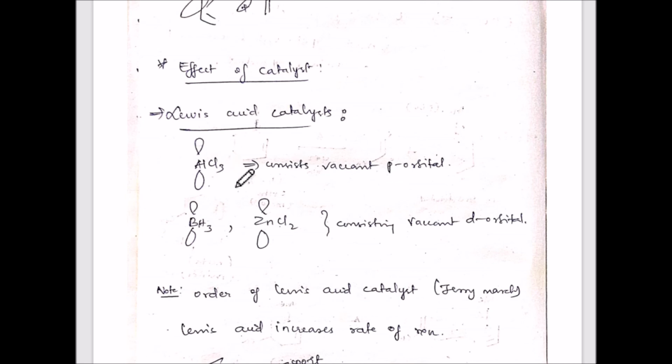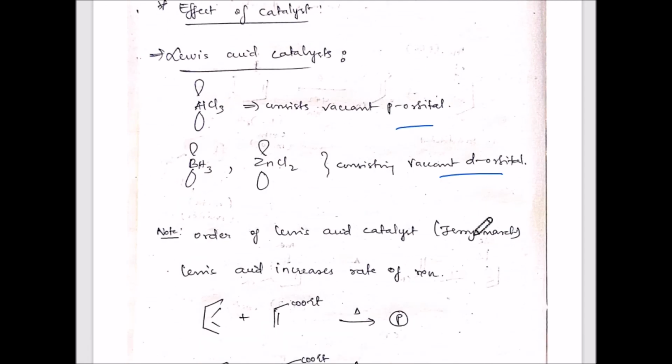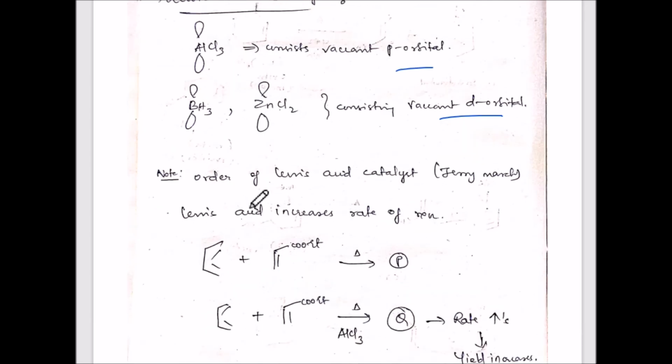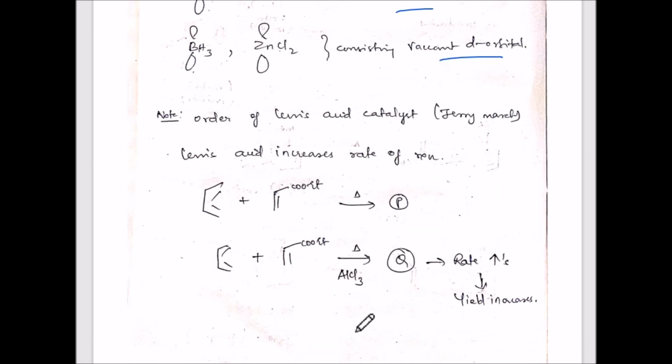Okay, you can see that AlCl3 is a Lewis acid, with a vacant p orbital, and in BH3 and ZnCl2 you have vacant d orbitals, right? So the vacant orbitals have some role. These catalysts have a role in the pericyclic reaction, that is, the Diels-Alder reaction. Okay, you see the order of Lewis acid catalysts. It's shown like this.